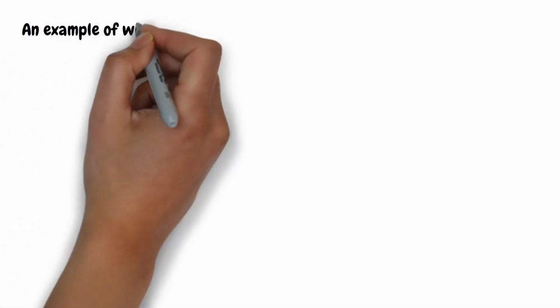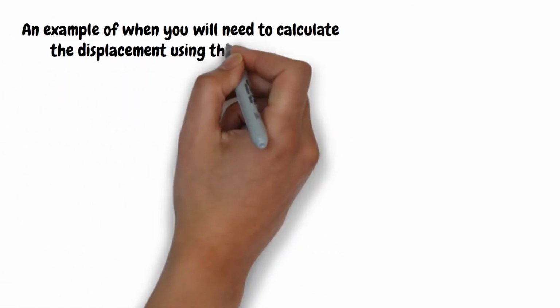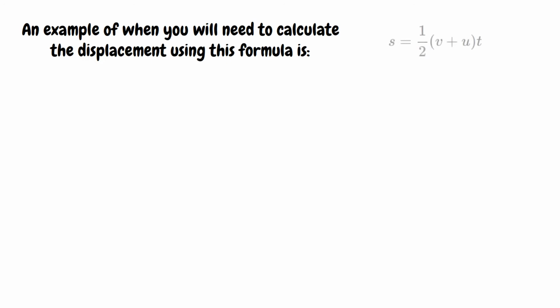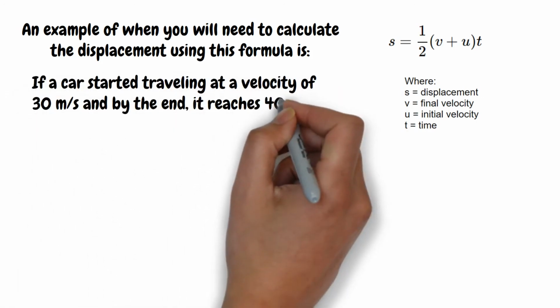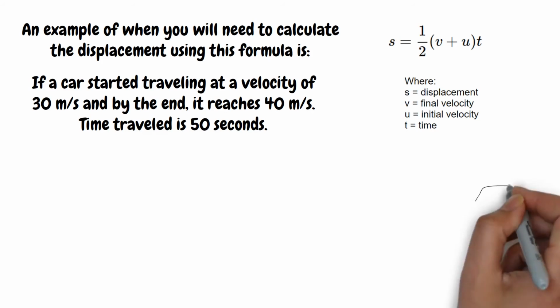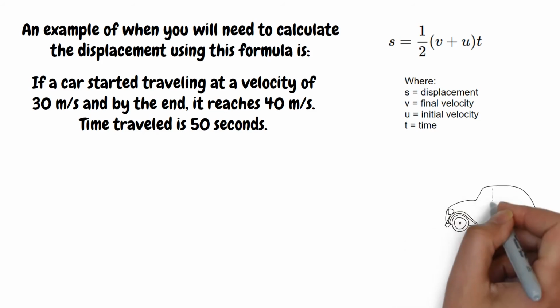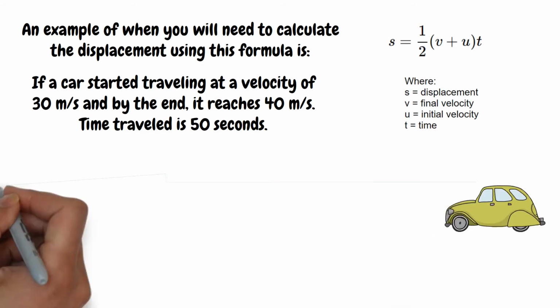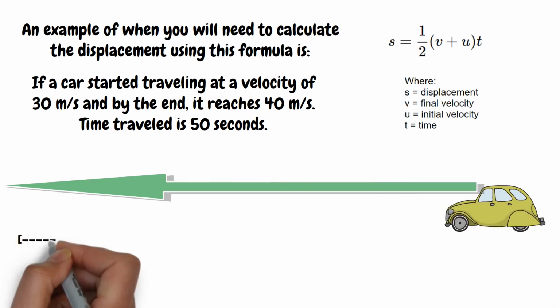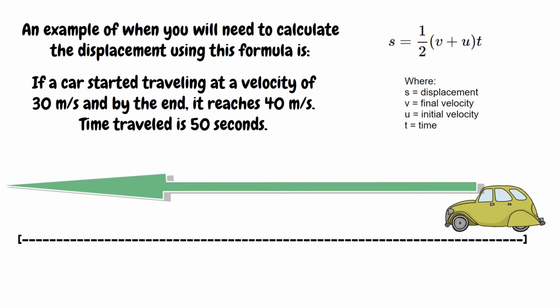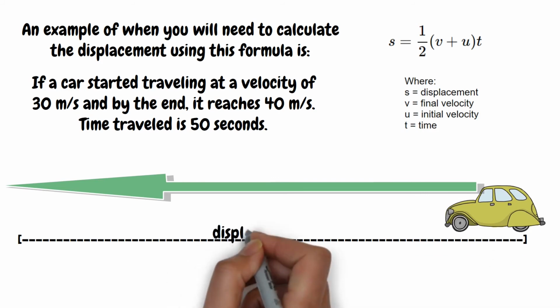You must be wondering, when do we need to use this formula? A time when we will need to use this formula is when there is a change in velocity. For example, if a car started traveling at a velocity of 30 meters per second and by the end it reaches 40 meters per second, the duration of the travel takes 50 seconds. Using the formula, we will be able to calculate the displacement.